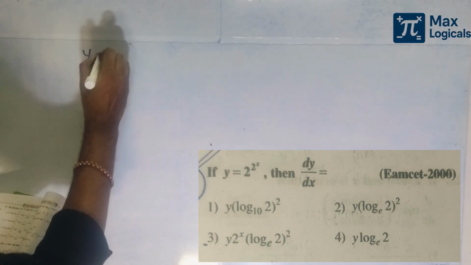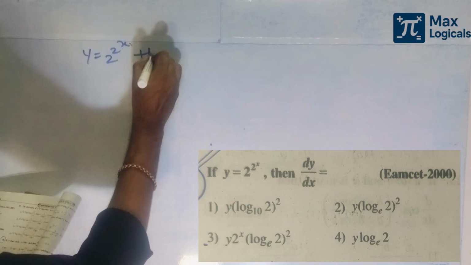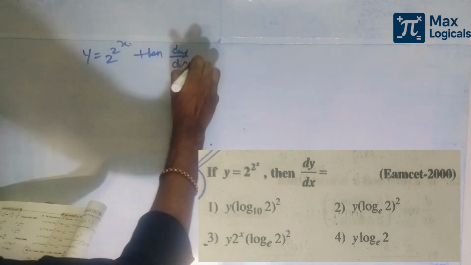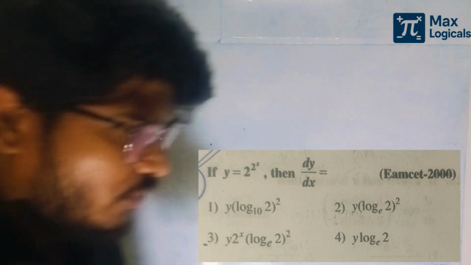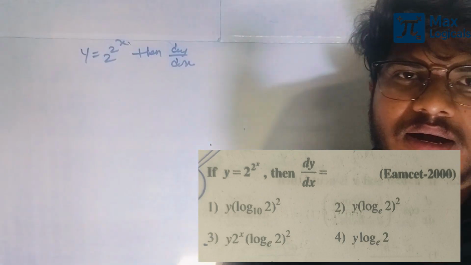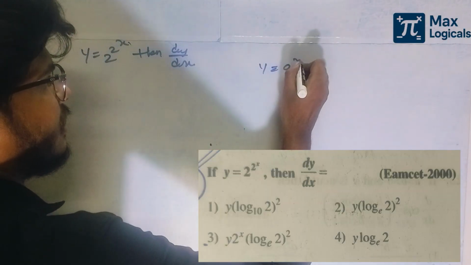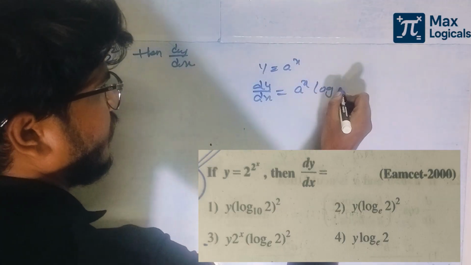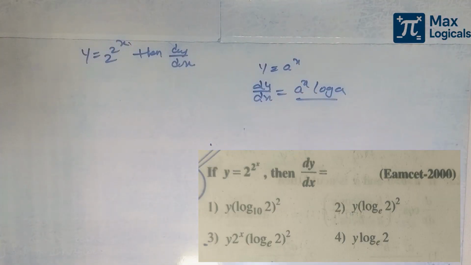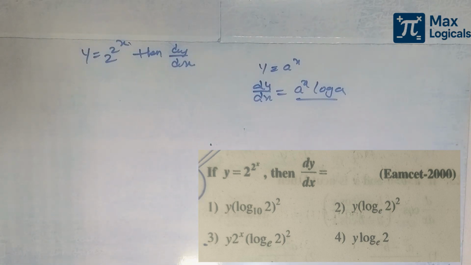The next question is, if y equal to 2 power 2x, then find the dy by dx. Here we use one formula, the differentiation of a power x. Here y equal to a power x, where dy by dx equal to a power x log a. Now we use this formula to find the differentiation of this y function.